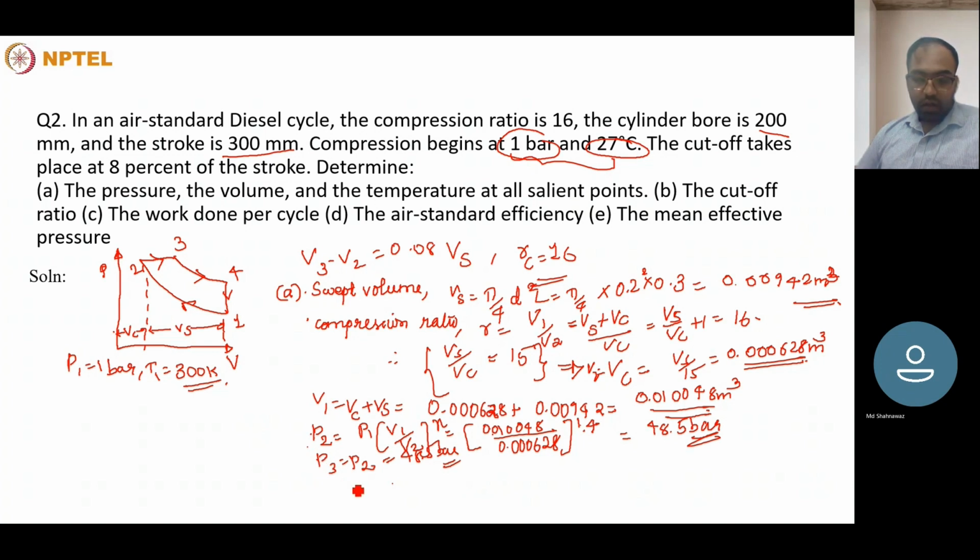T2, the temperature at the end of compression, is equal to T1, 300, into P2 by P1 raised to gamma minus 1 by gamma. That comes to 909.4 Kelvin.